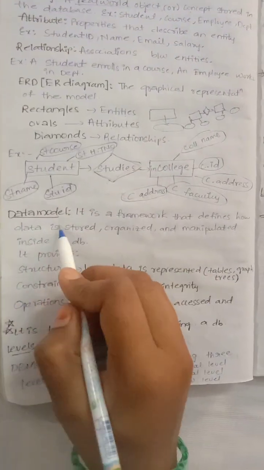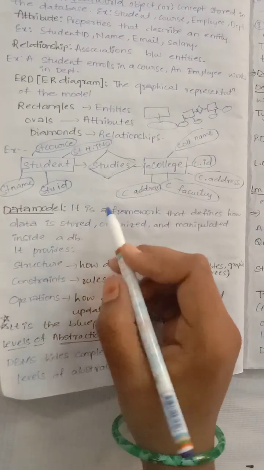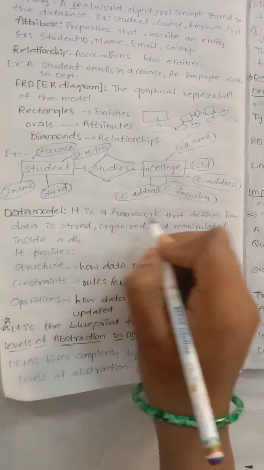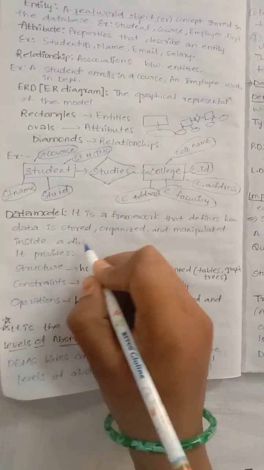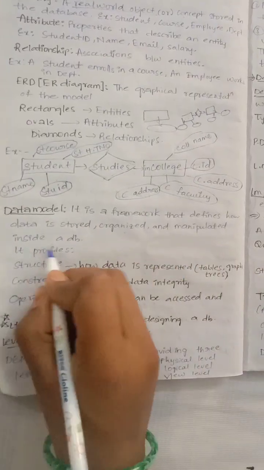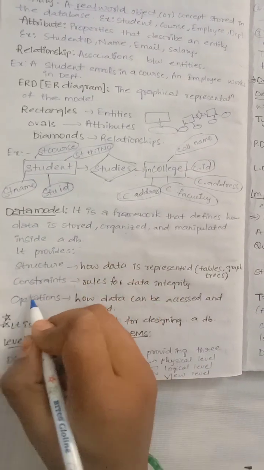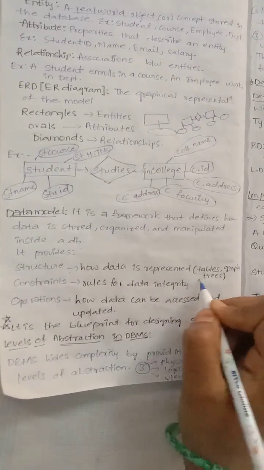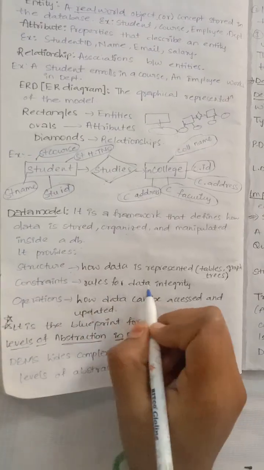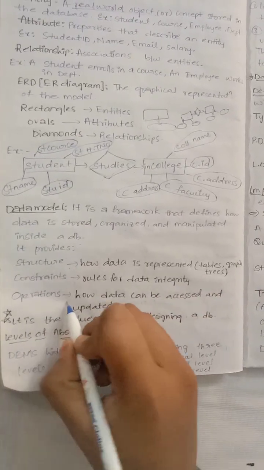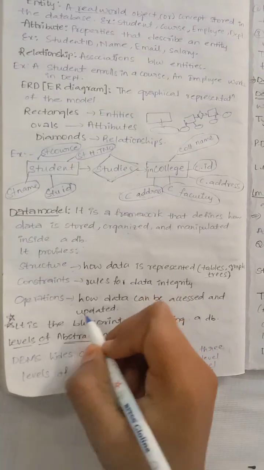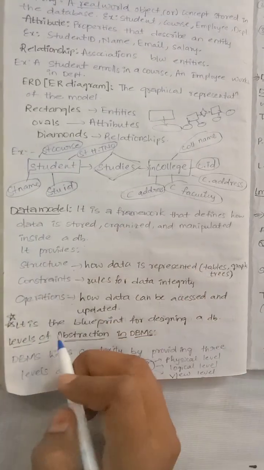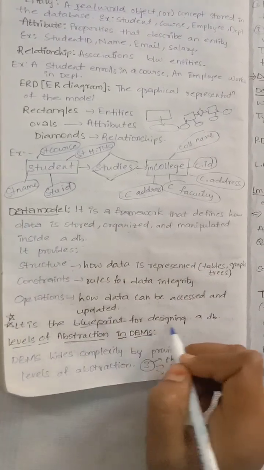Another concept is data model. This model explains how data is stored and organized in a database. It is a framework that defines how data is stored, organized and manipulated inside a database. It provides structure, constraints, and operations. Structure is a representation of tables, graphs, trees. Constraints are rules for data integrity and data storing purpose. Operations are how data can be accessed and updated. These are the operations used in a data model. This acts as a blueprint for designing a database.